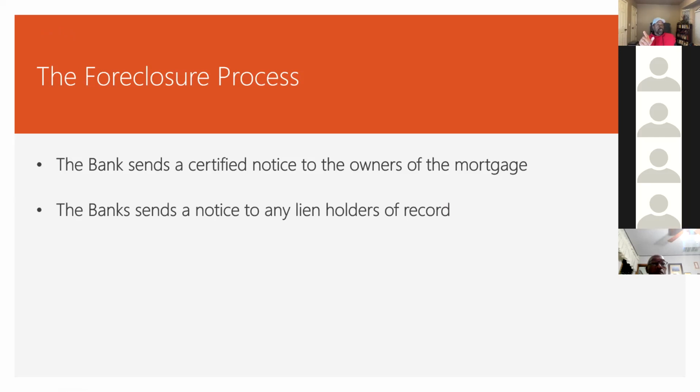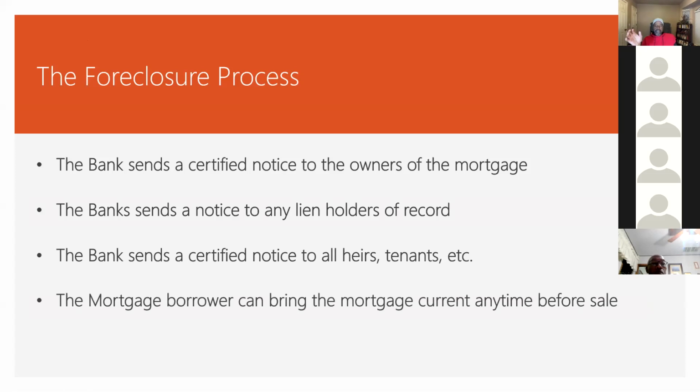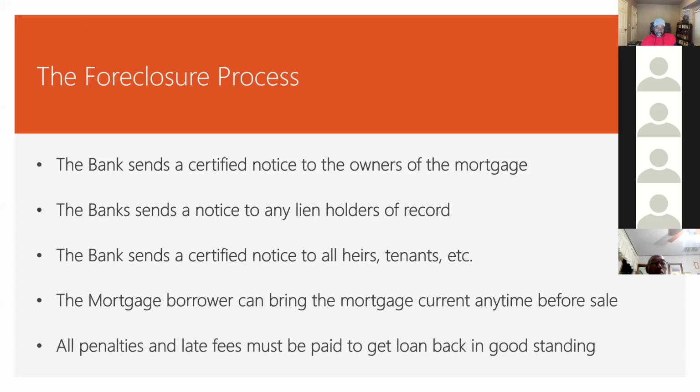We're getting ready to foreclose because the bank is in what they call first position. The bank will normally never take any other position. Anybody after the bank may or may not get paid on this deal, right? And so the bank sends a notice to all the heirs, all the tenants, anybody that's got anything to do with this property. The mortgage borrower can bring the mortgage current anytime prior to the sheriff's sale. All penalties and all late fees must be paid to get the loan back in good standing. Any questions?